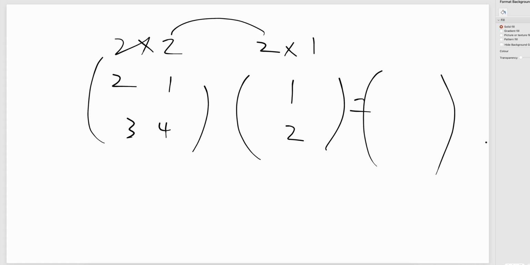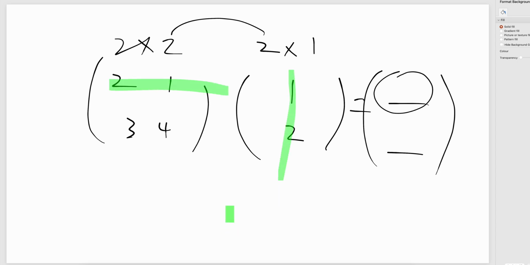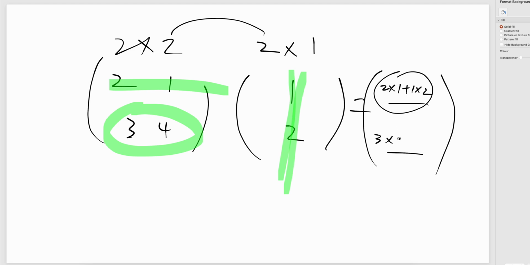What is the 2 by 1? 2 rows, 1 column. So how do you get this first answer? It's 2 1 times 1 2. How do you get the below one? 3 4. That's it. So this one will be 2 times 1 plus 1 times 2. This one will be 3 times 1 plus 4 times 2. Clear?